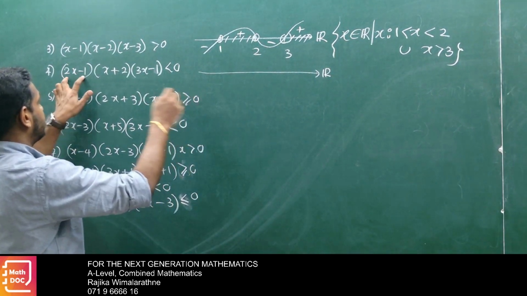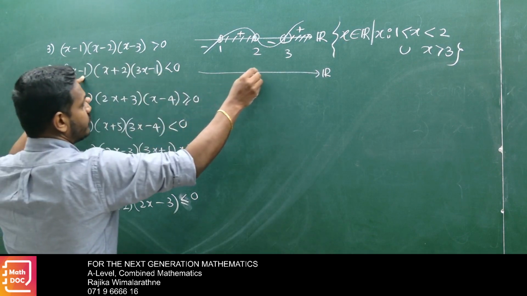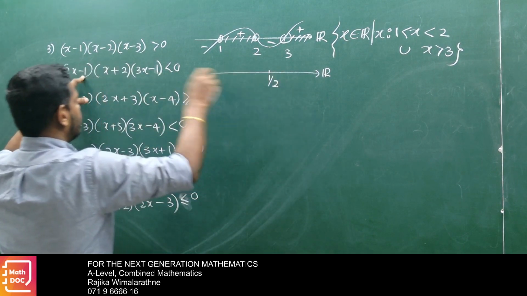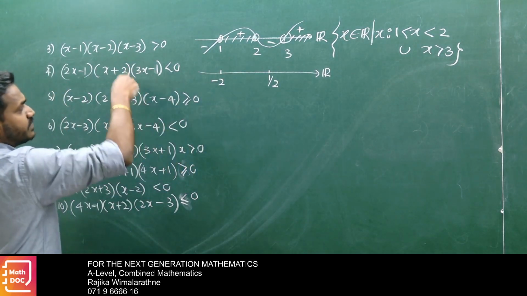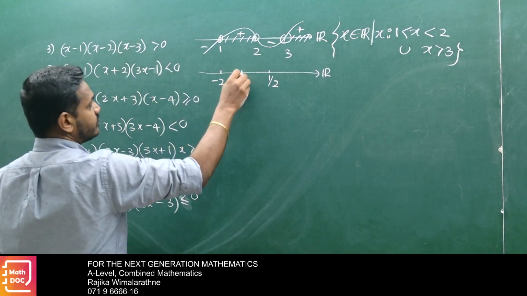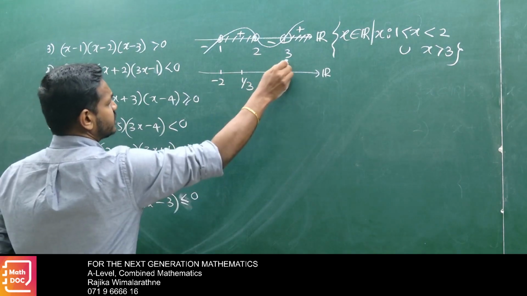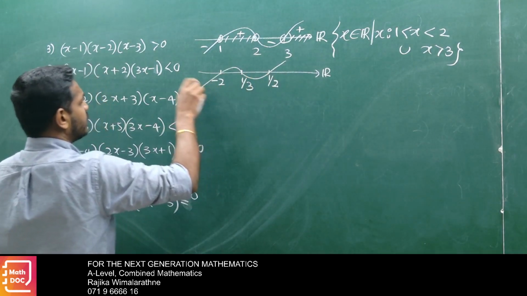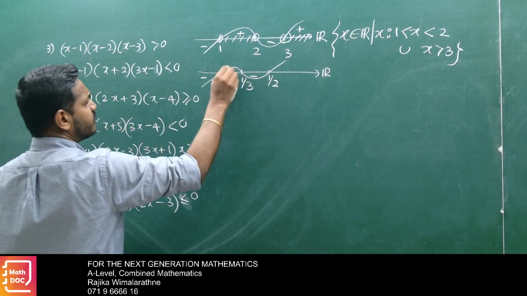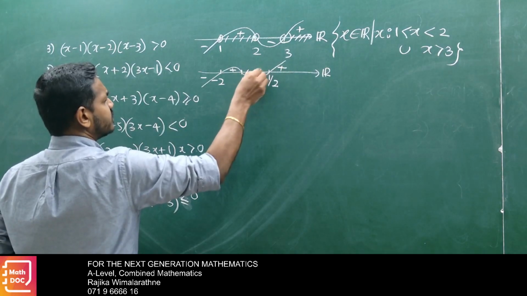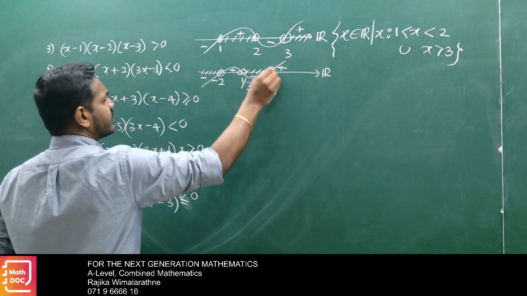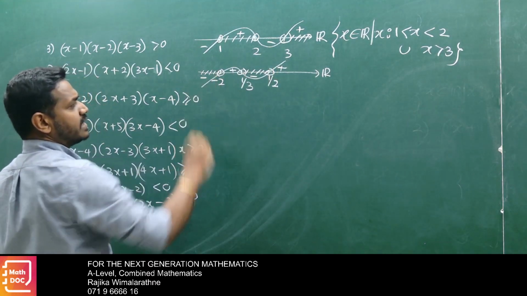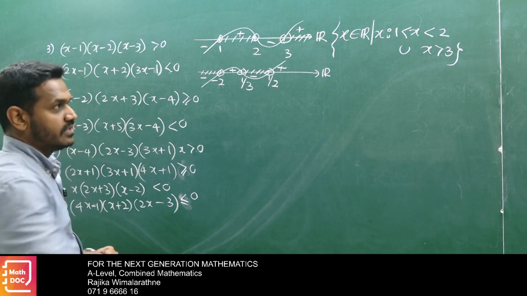Then here 2x minus 1 has zero value half, x plus 2 has zero value minus 2, 3x minus 1 has zero value 1/3. Then start from the right hand upper corner. Positive, positive, negative, negative. Here are the regions. Then the shaded region is the solution. Finally you write it.